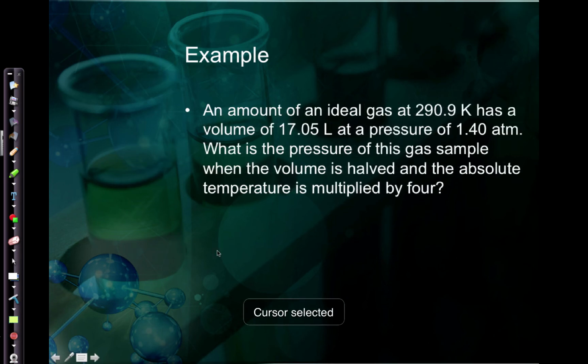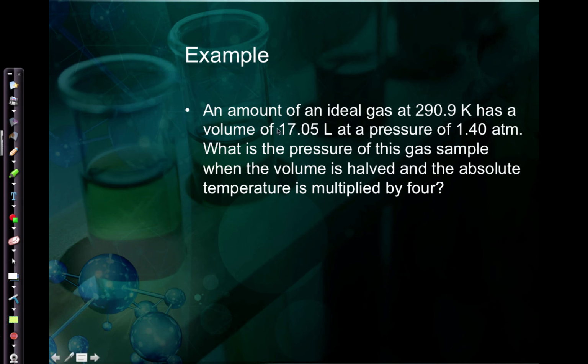All right, let's look at another type of problem. An amount of an ideal gas at 290.9 Kelvin has a volume of 17.05 liters at a pressure of 1.4 ATMs. What is the pressure of this gas when the volume is halved and the absolute temperature is multiplied by 4?